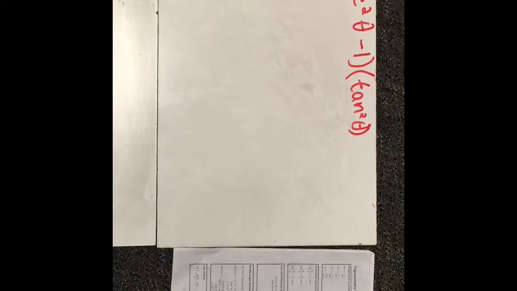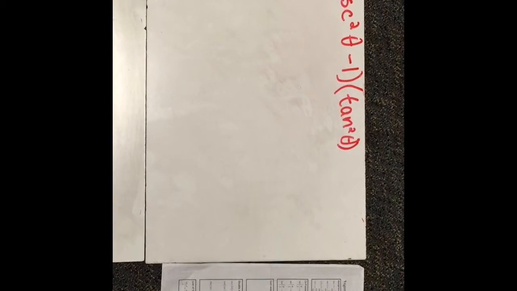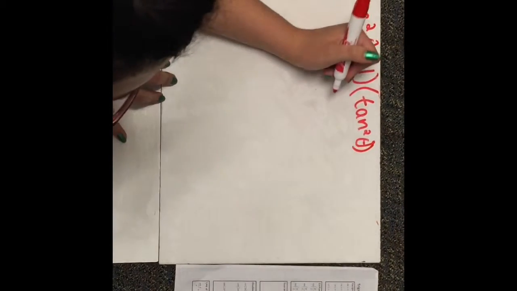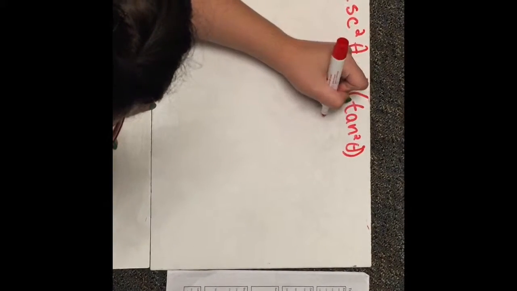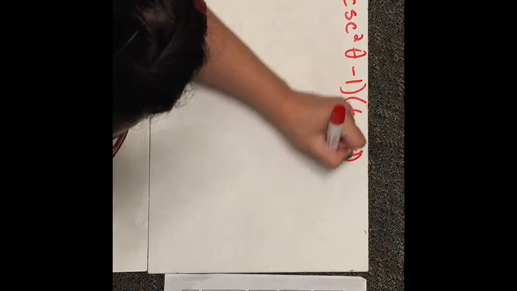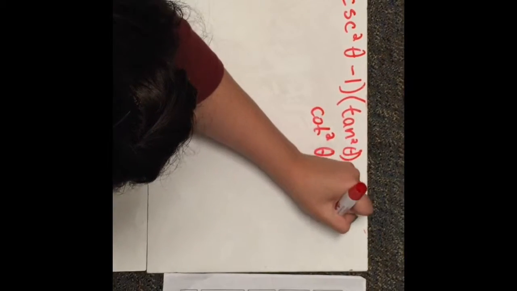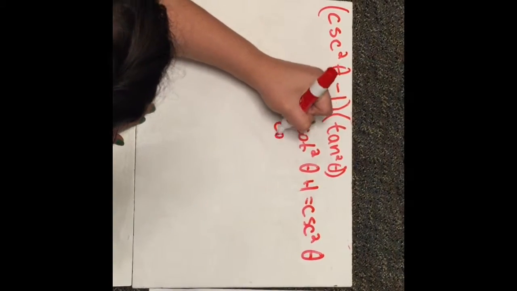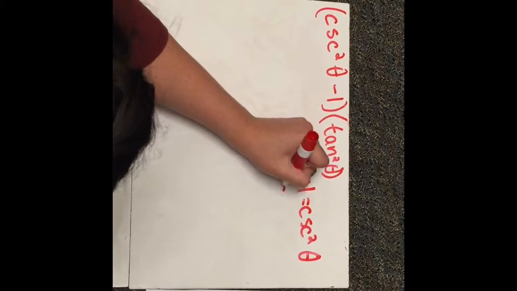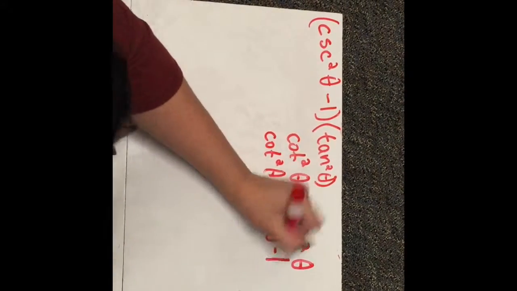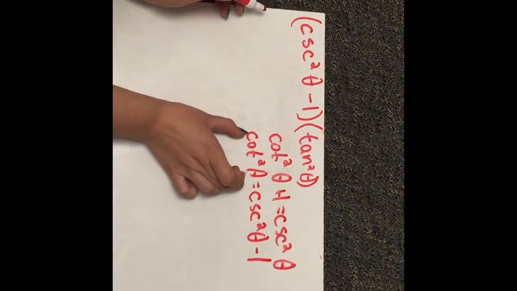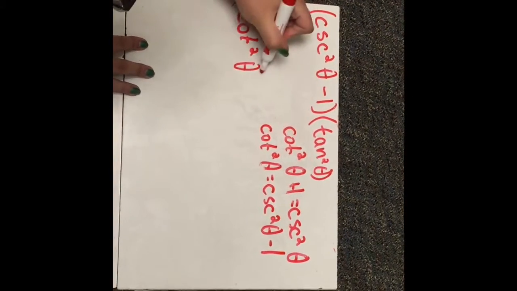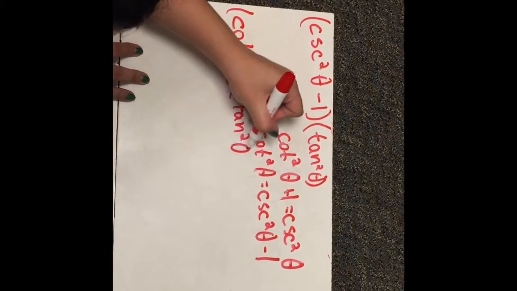All right, I will be showing you how to simplify this expression using the Pythagorean identity and the reciprocal identity. We're going to use one of the Pythagorean identities right here. Cotangent squared theta plus 1 equals cosecant squared theta is our identity, so we have cotangent squared theta equals cosecant squared theta minus 1. We can change cotangent squared out for that, which means we have cotangent squared theta times tangent squared theta.